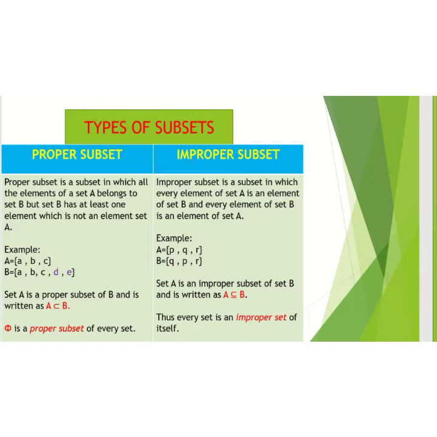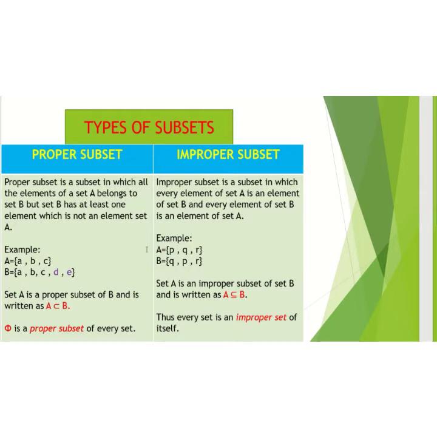Now we are going to talk about the improper subset. Improper subset is a subset in which all the elements of set A are present in set B and all the elements of set B are also the elements of set A. For example, set A is equal to {P, Q, R} and set B is equal to {Q, P, R}. Both the sets contain the same elements.